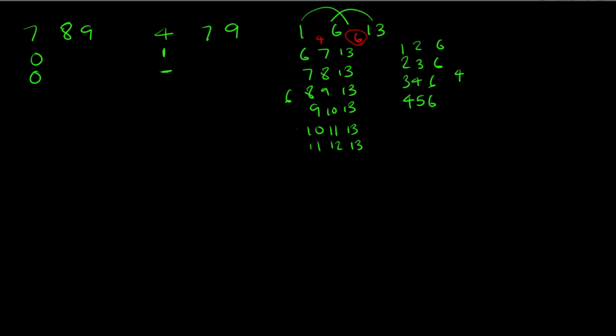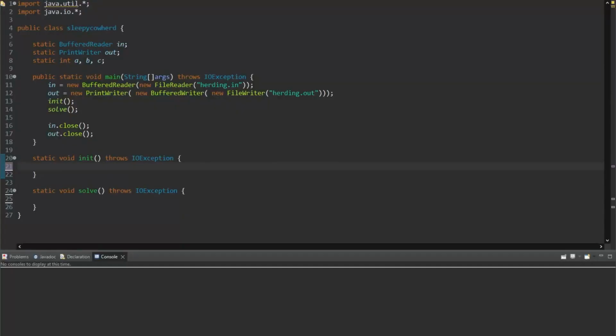And now that we're over that, we can start programming. So as you can see, I already have some things written down. I have my variables A, B, and C, which are going to show the positions of the cows. And that's pretty much all I have as for the initial stuff. Everything else is pretty standard, right? We have our buffered reader and our print writer, and we have our separate initialize and solve methods, and then close buffered reader and print writer.